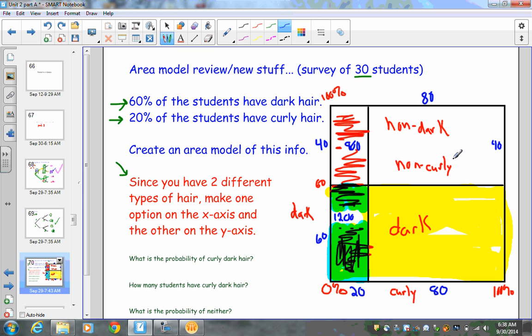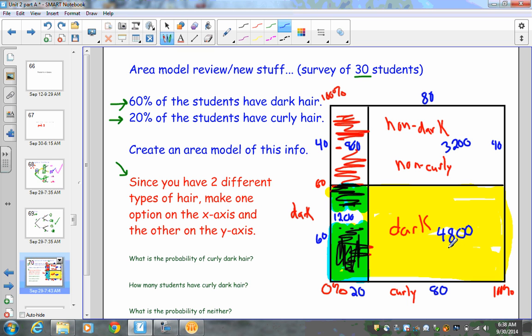80 times 40, I believe, is 3,200, if I'm not mistaken. And then the dark hair people only is going to be 60 times 80, which I believe is 4,800. Now, if I did the math correctly, I should get a total of 10,000. So let me look real quick. It looks to be good.